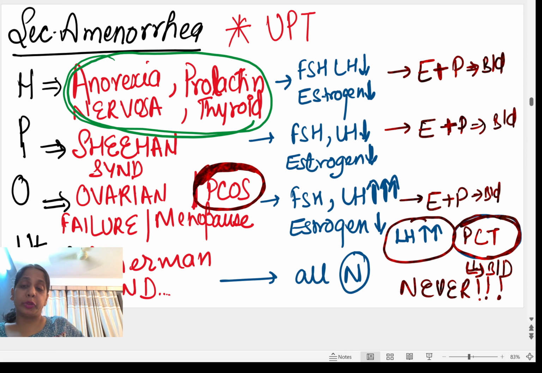All the pituitary will shut down. Pituitary fails in Sheehan syndrome, and it fails due to PPH. So lactation will also not be there. Okay, so this is the case of Sheehan syndrome. Again in Sheehan syndrome, FSH and LH will be less, and estrogen will also be less, right.